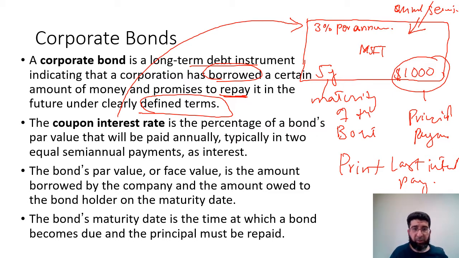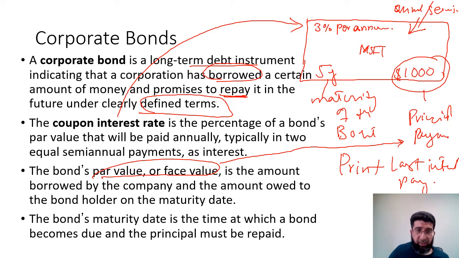There are different terms for this. For instance, a bond's par value or face value is also called the principal value, and the interest rate is normally called the coupon interest rate.